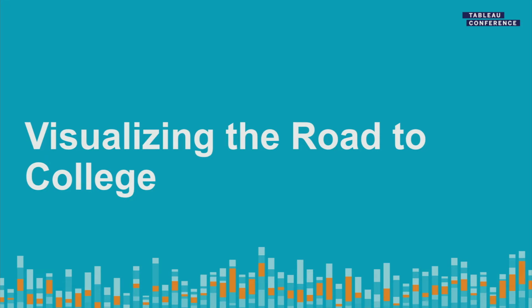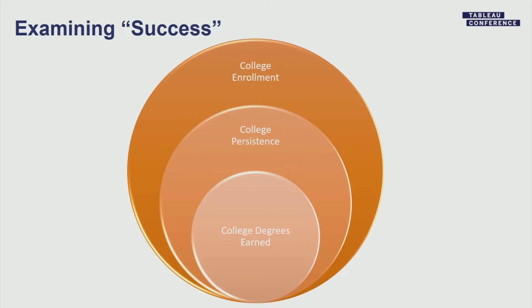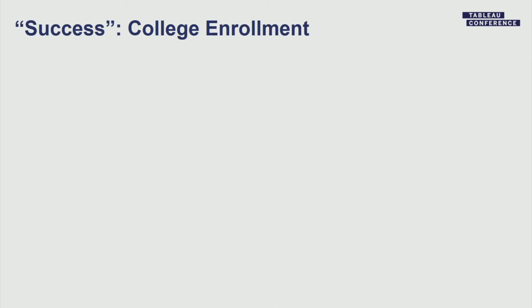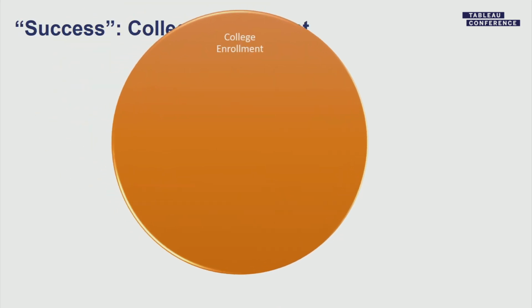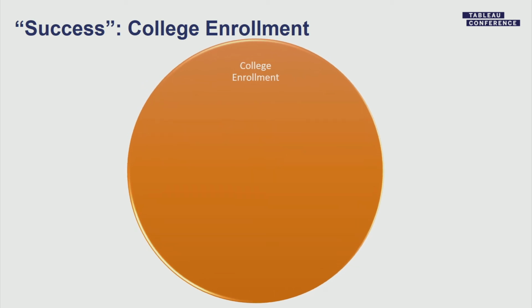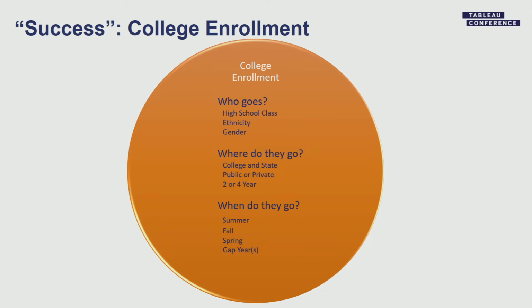Okay, so visualizing the road to college and examining success. So, college enrollment. Norm and I started by thinking about these questions: Who goes to college? Where do they go, and when do they go?